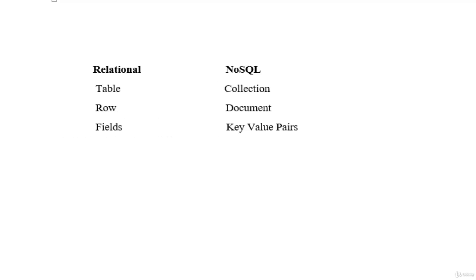And I hope you're aware of what relational and non-relational databases are. So I will just highlight the main difference here. In relational databases, we have table, row, and fields. In non-relational databases, we have collection, document, and key value pairs. So we can just compare this and get to know the differences between them.